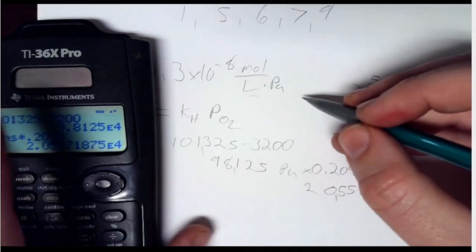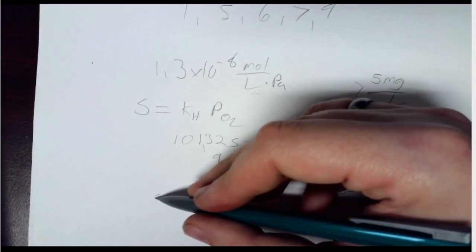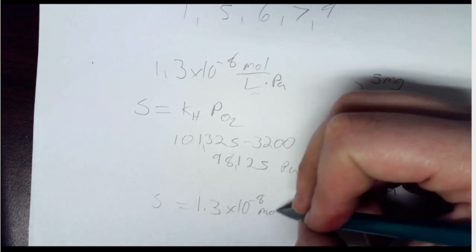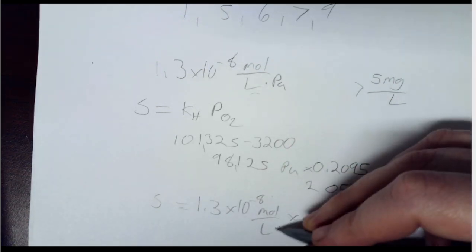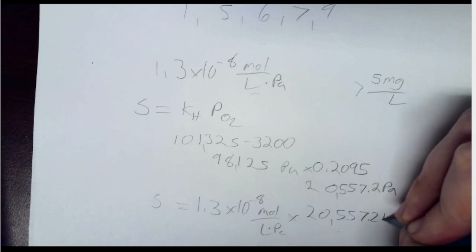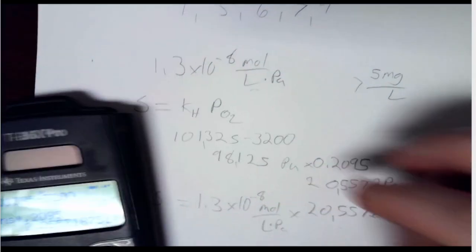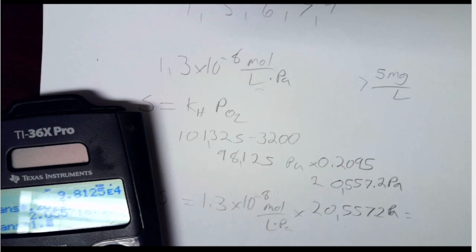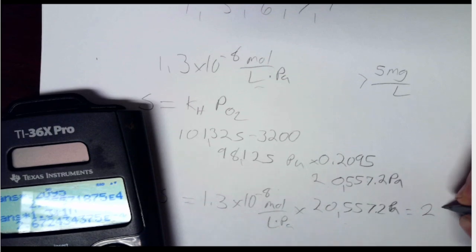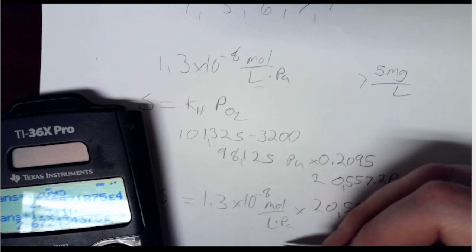So with that in mind, the solubility of oxygen under standard atmospheric conditions, moles per liter per pascal times 20,557.2 pascals, would give us a molarity of oxygen of something like 2.67 times 10 to the negative 4th molar. Now, that means moles per liter.